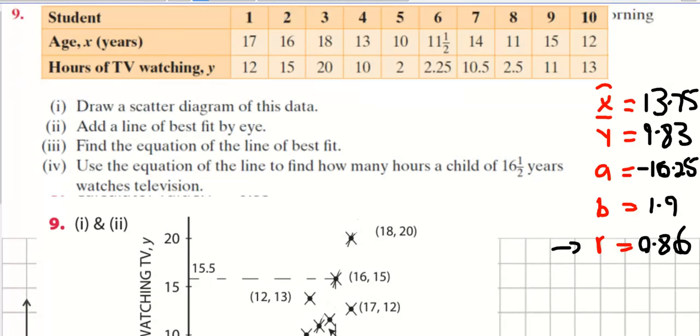Now, draw the scatter diagram. We did just that. Add a line of best fit by eye. Now, what we sort of said is we don't really risk it by eye. So here's what I'm going to do. Would everybody be happy for me to round x bar and y bar to 14 and 10? Would 14 and 10 do us?